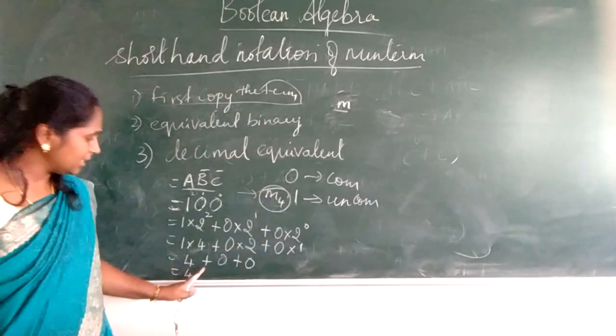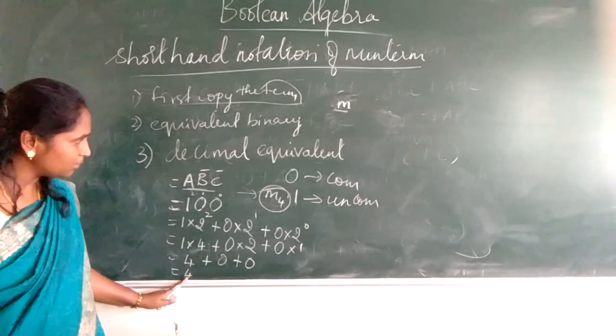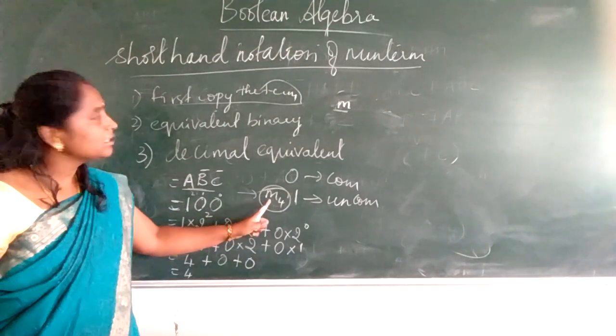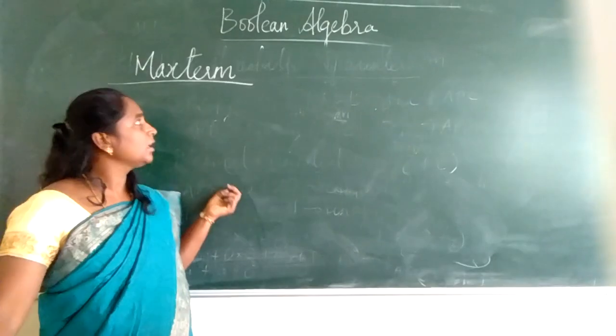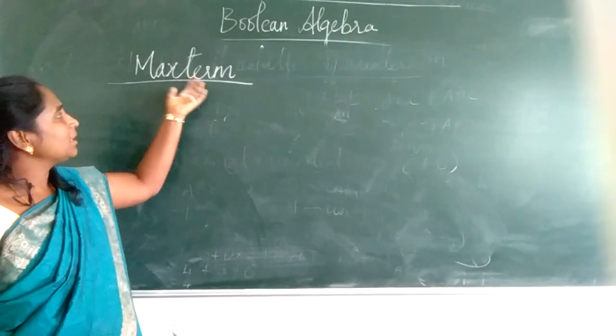The min-term representation, what did you get as the decimal equivalent here? It is 4. So this is the shorthand representation of your min-term. Okay. The next topic is max term.